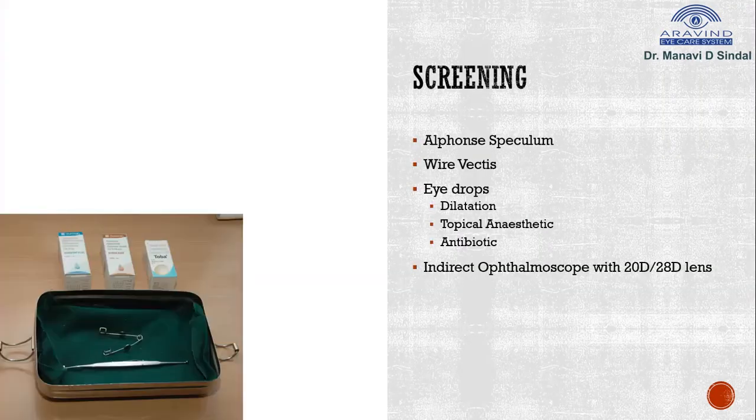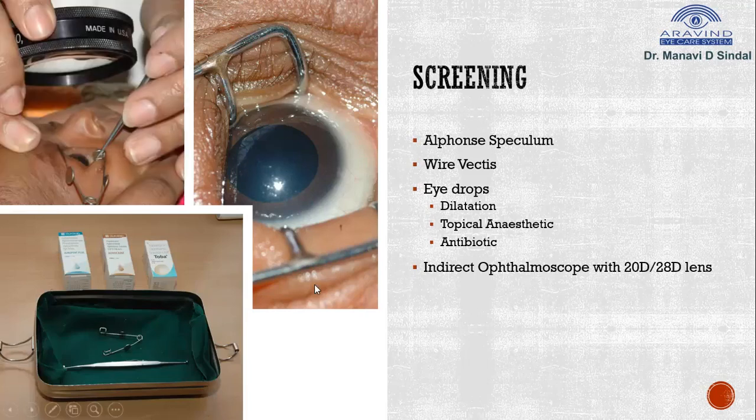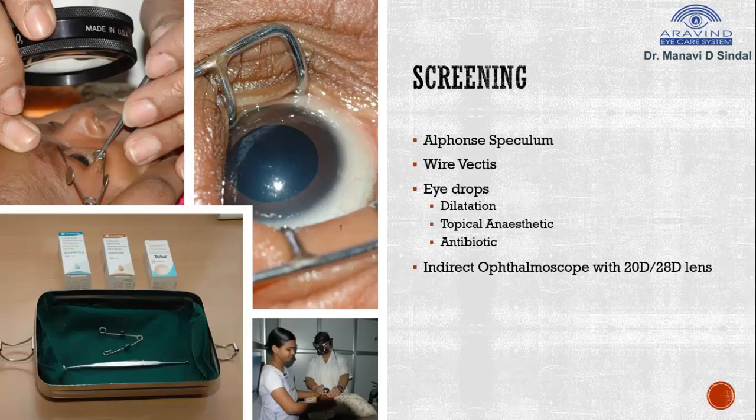So this is a special speculum called the Alfonso speculum. It's triangular in shape, and the two loops are irregular, so they go into each other when you close it, making it easy to put it into the very narrow palpebral fissure of these babies. You need a wire vectis or a pediatric scleral depressor, and that's how the speculum is put into the eye. You need your indirect ophthalmoscope with a 20D lens, and you need your various drops. And you need an assistant to restrain the baby for you.